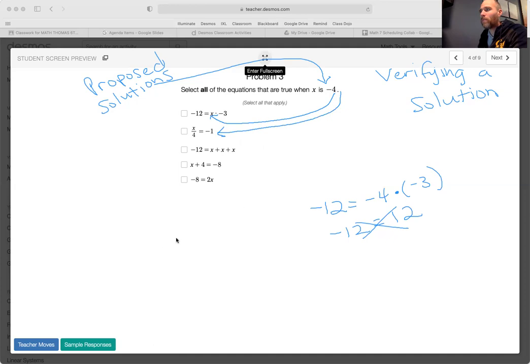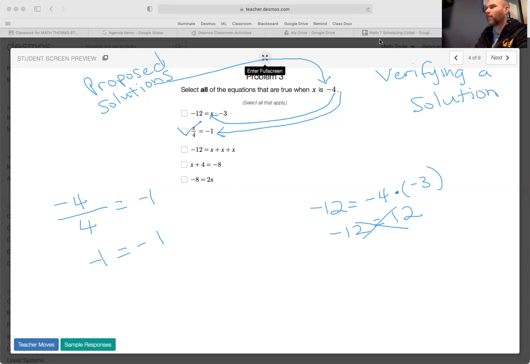I'm going to substitute -4 for x into this equation. So I put -4 on top of this fraction, divided by 4 equals -1. I think this one's going to come out true, right? 4 divided by 4 is 1, but I've got that negative up there. So the equation becomes -1 equals -1. That's a very true equation. So that means that -4 is a solution to this equation, and we should select it.